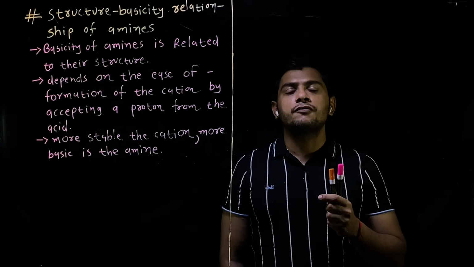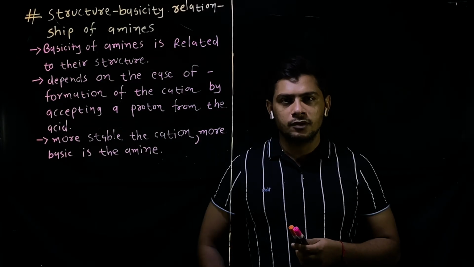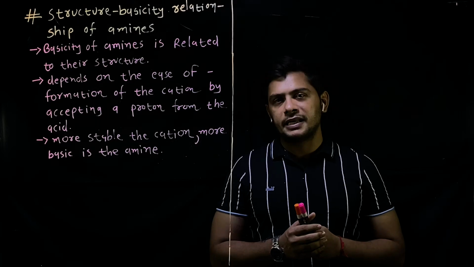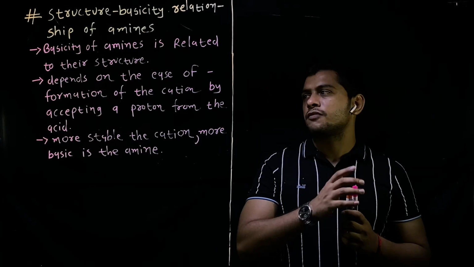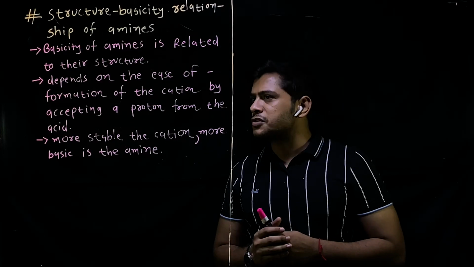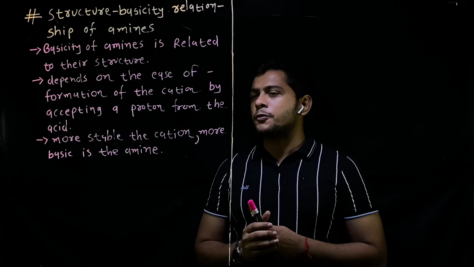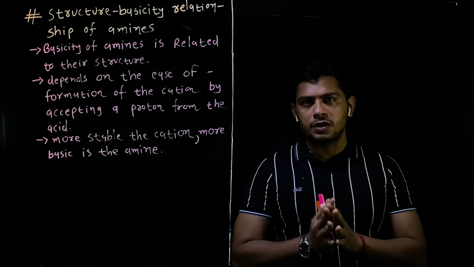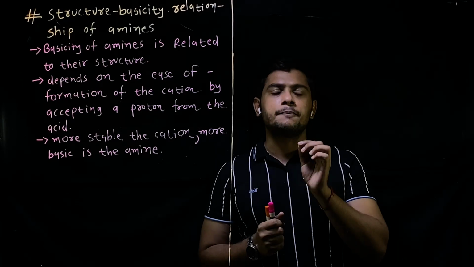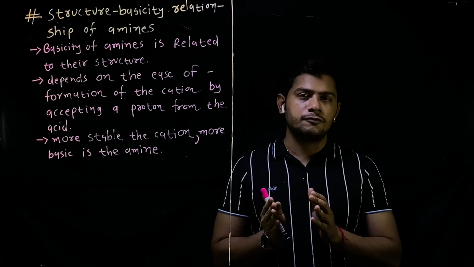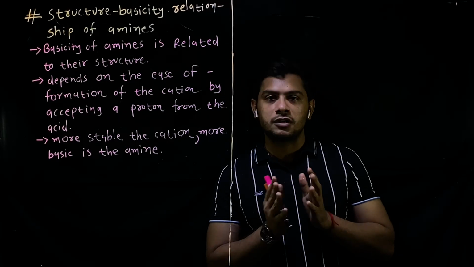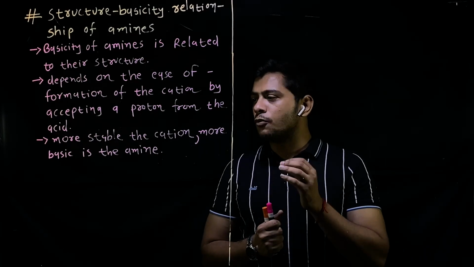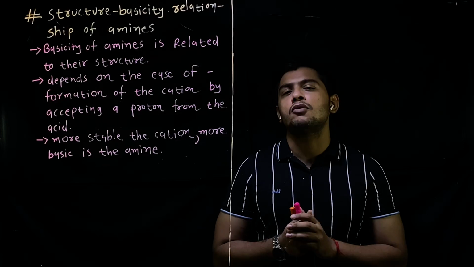So as the number of alkyl groups increases, it will affect the basicity of different amines. So basicity of amine is totally dependent on structure of amine. It depends on the ease of formation of the cation by accepting a proton from the acid. If we discuss the basicity of amine, it is totally dependent on the stability of the cation formed after protonation of different amines. The more stable the cation, the more basic is the amine. This is the most important funda.